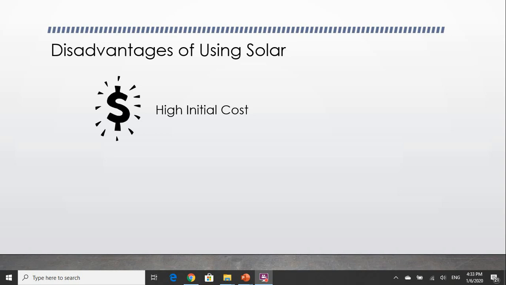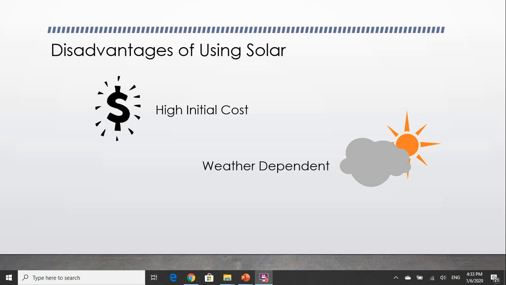Number two, solar power is dependent on the weather. So there will be times when the sky is covered with clouds, and so the harvested solar power is decreased significantly, or during winter time where there's really not much sun.